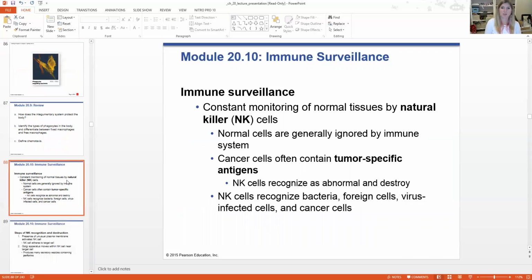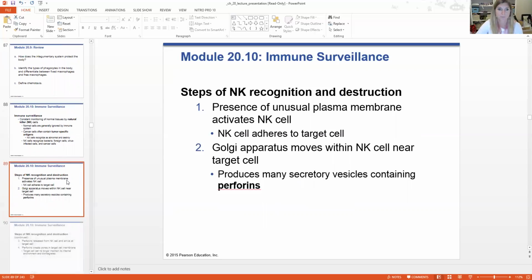Let's talk about immunological surveillance. This constant monitoring of our normal tissues by natural killer cells is what's happening all the time. The normal cells are generally ignored, right? This is that recognition of self from non-self. Cancer cells contain tumor-specific antigens. So these natural killer cells can recognize the antigens on cancer cells, and they can bind to them and destroy them. They recognize bacteria as well as virus-infected cells.